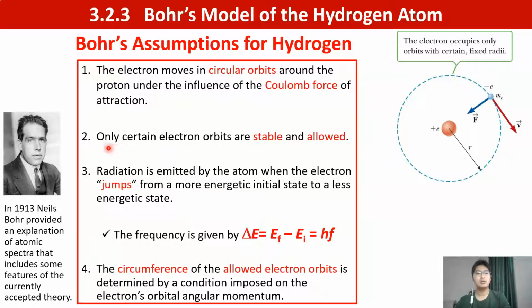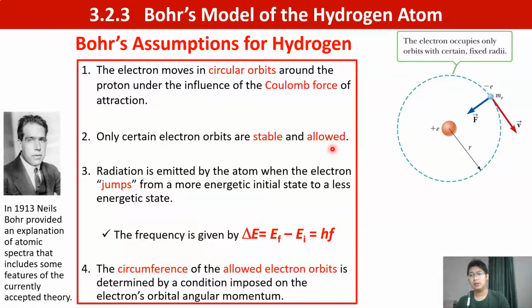Second, only certain electron orbits are stable and allowed. This is the most important thing. You need to know that not all orbits are allowed, only certain orbits are allowed. By saying orbits, I mean the energy level. Only certain energy levels are stable, and only certain energy levels are allowed for the electron to be in.